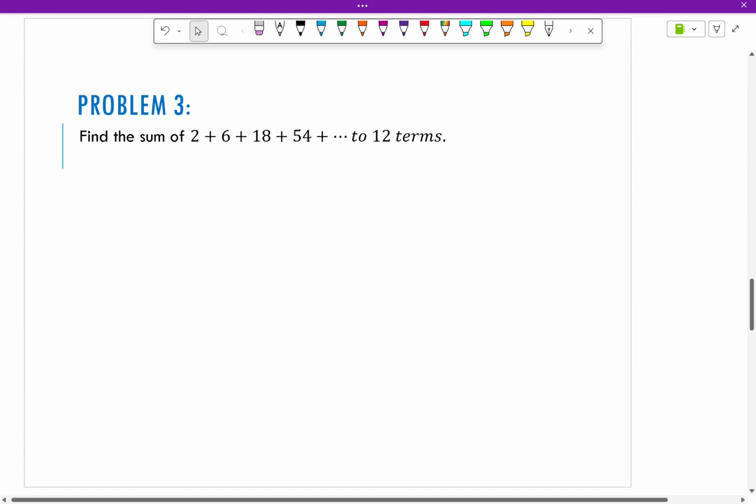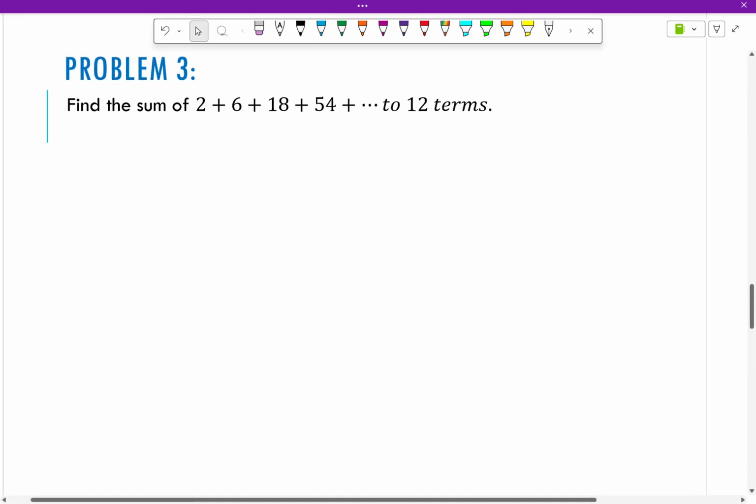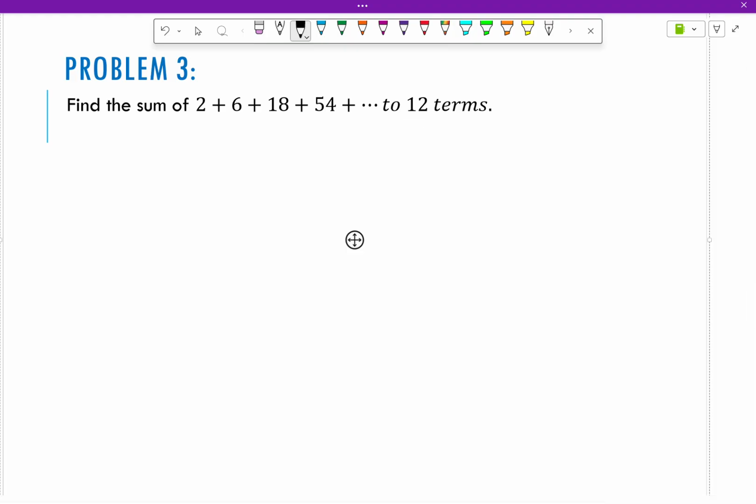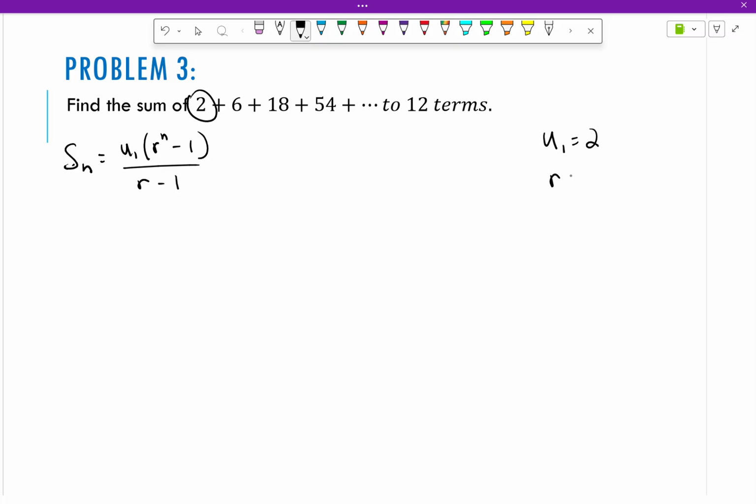Okay. Our next problem says find the sum of, and they give us a series, and they tell us it goes to 12 terms total. So we can use our formula, the sum equals u sub 1 times r to the n, subtract 1, over r minus 1. So we need to know what term 1 is. Term 1 is the 2. We need to know what r is, so we've got to figure out that multiplication pattern.